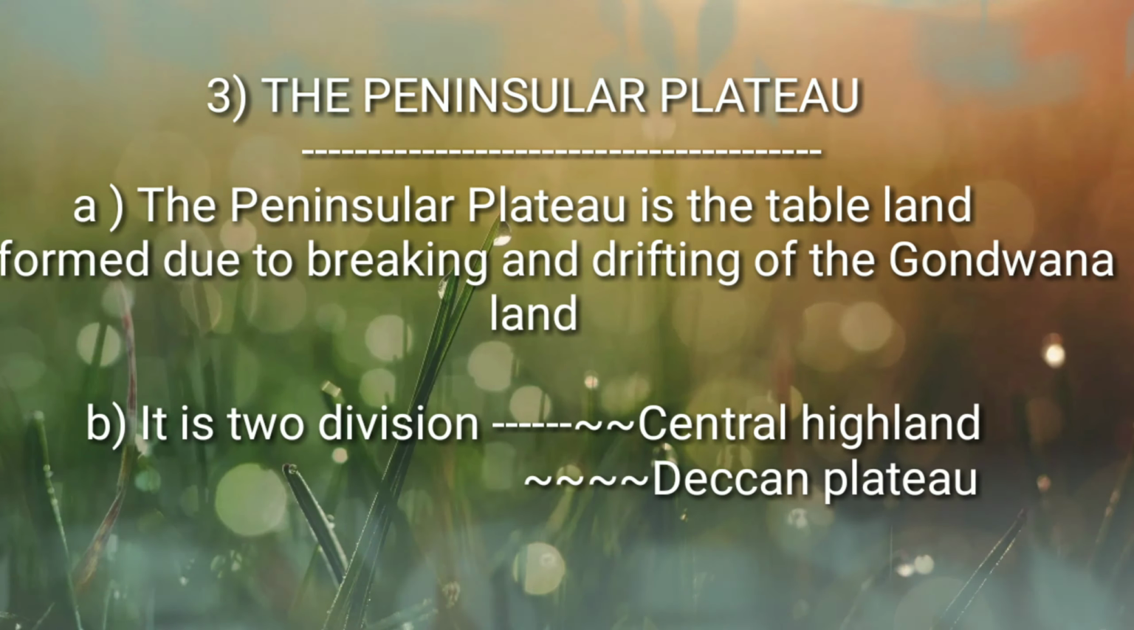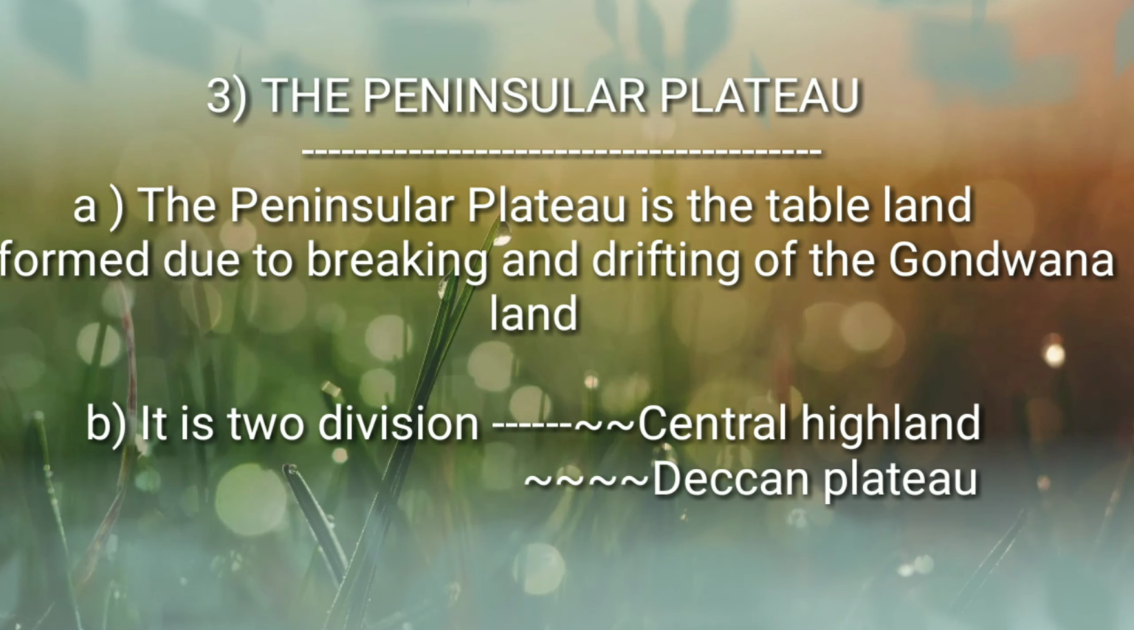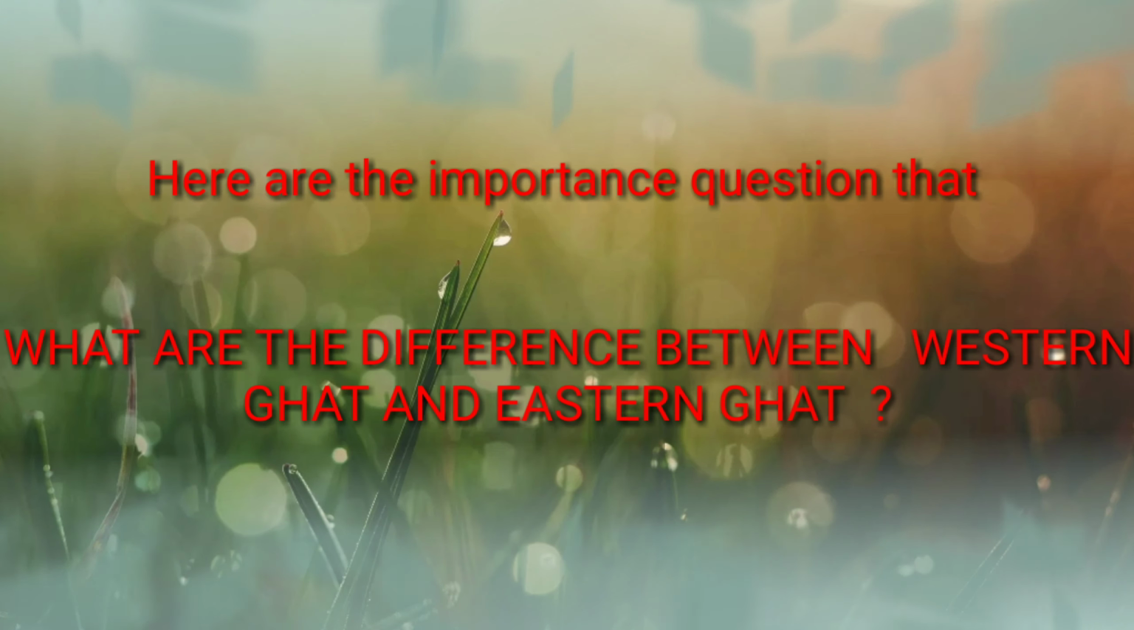The Peninsular Plateau. The Peninsular Plateau is the tableland formed due to the breaking and drifting of Gondwana land. It has two divisions, Central Highland and Deccan Plateau. Mainly the Narmada river flows between the Central Highland and Deccan Plateau and divides this area.